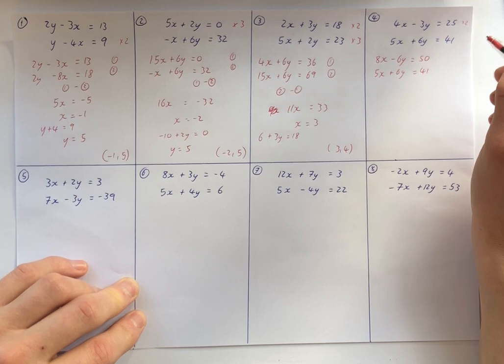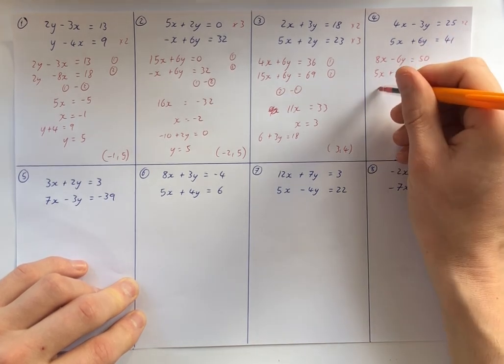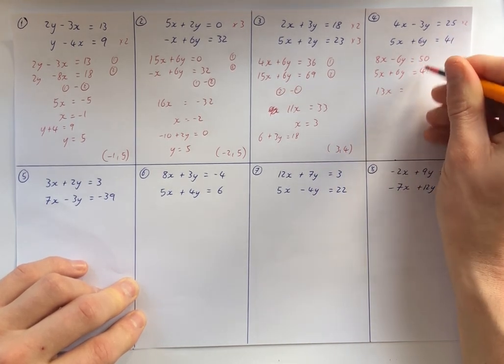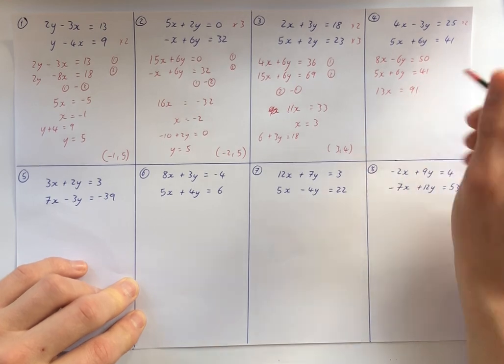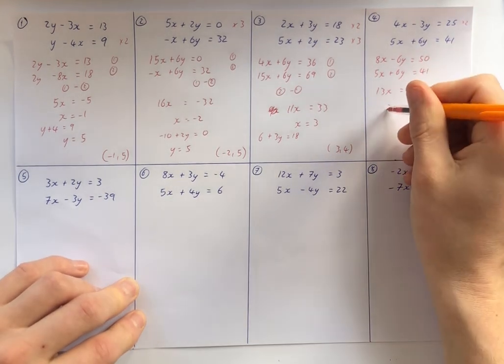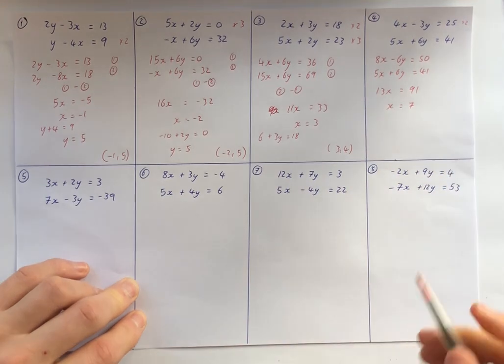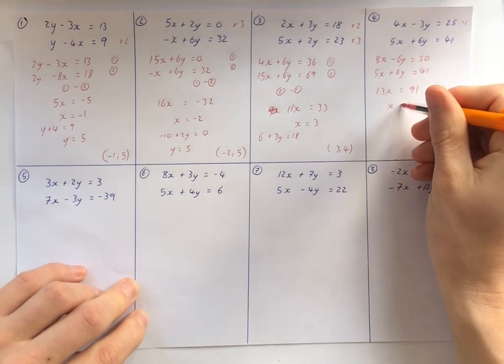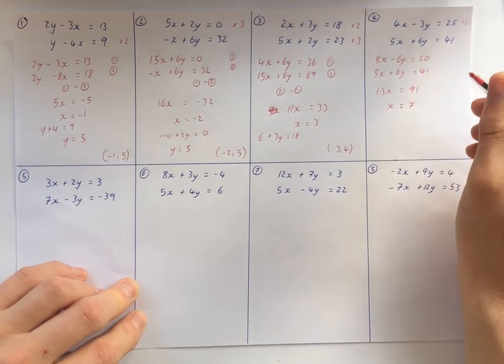I've adjusted one equation, so now I can just add those. 13x equals 91, so x must be 7. You guys probably got there a little quicker than me, knowing your 13 times tables.